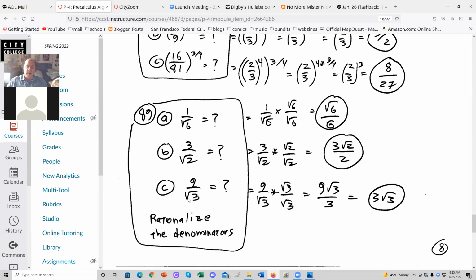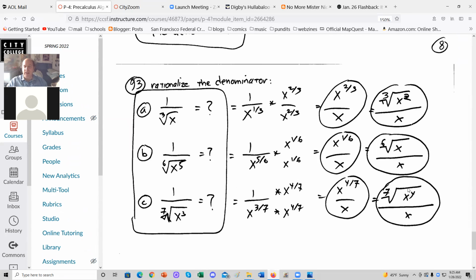9 over root 3. Okay, pesky root 3 in the denominator. We get it out of there by multiplying the whole thing by root 3 over root 3, which is another version of 1. 9 times root 3 in the numerator. Root 3 times root 3 is 3. Now we can cancel 9 over 3 and get 3. So the end result is 3 root 3.